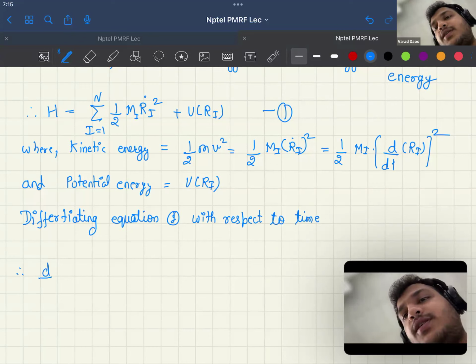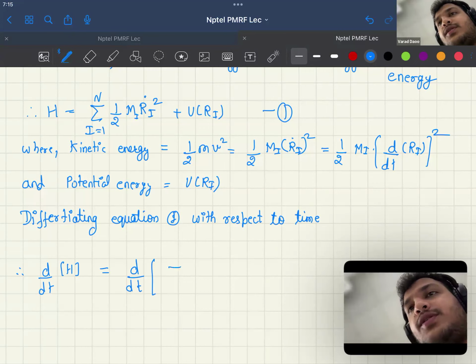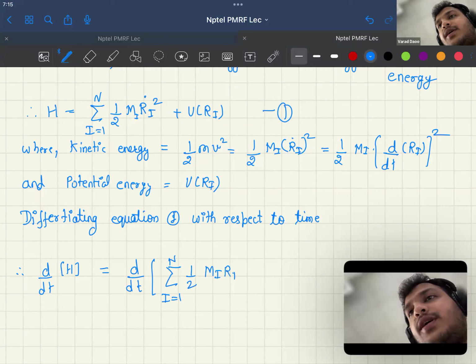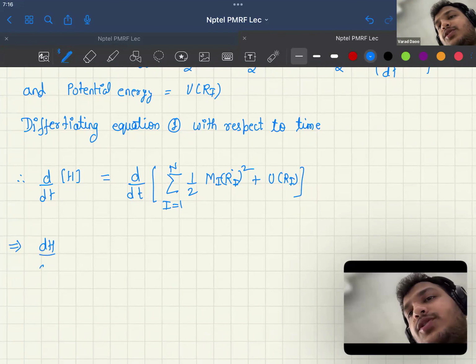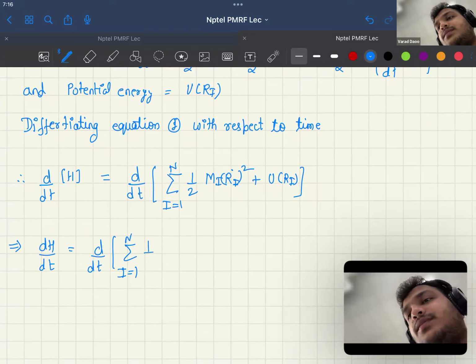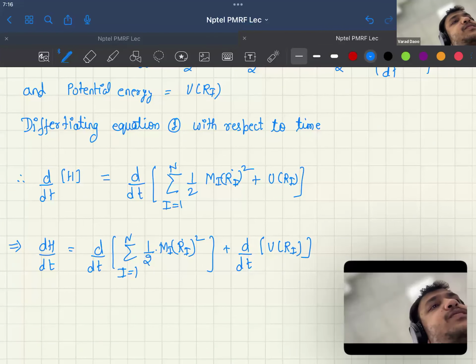Therefore, we get d by dt of H is equal to d by dt of summation i equals 1 to n of half of mi into ri dot square plus U of ri, right? That means dH by dt is equal to d by dt of summation i equals 1 to n half of mi into ri dot square plus d by dt of U of ri.